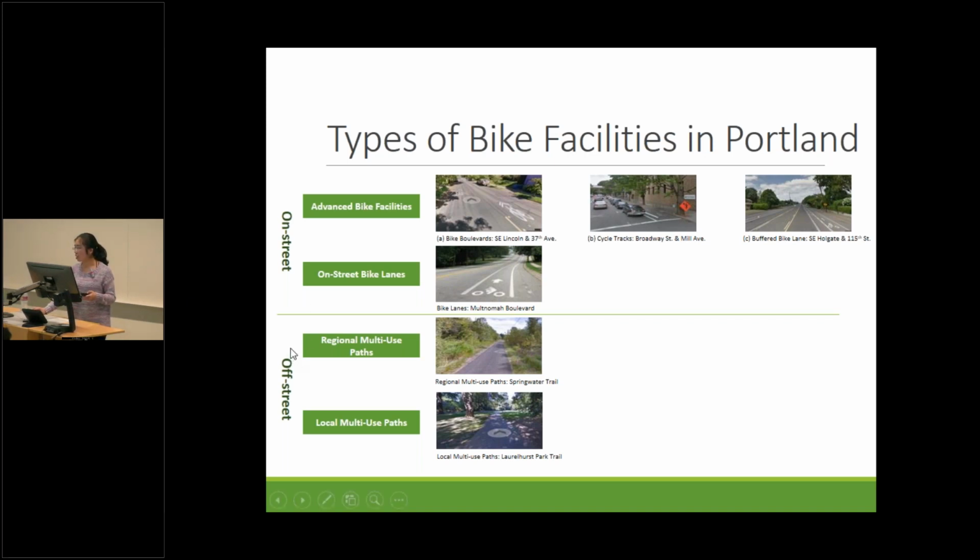Beyond the 2 types of on-street bike facility, we also include 2 types of off-street trail. One is the regional multi-use paths, which are very long distance trails, and the other is local multi-use paths, which are mostly based in the parks.